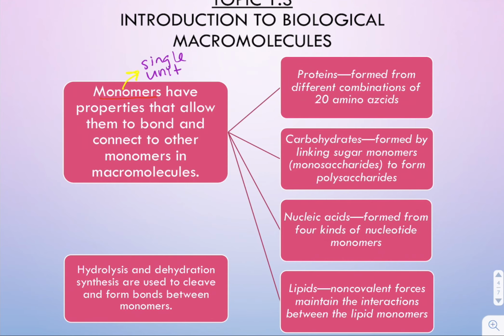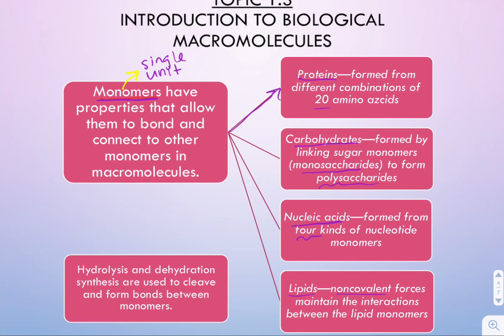So monomers have properties that allow them to bond and connect to other monomers in macromolecules, right? And we have the macromolecules right here. Proteins are formed from different combinations of 20 amino acids. Carbs are formed by linking sugar monomers, or monosaccharides, to form polysaccharides. Nucleic acids are formed from 4 kinds of nucleotide monomers. And then lipids, where non-covalent forces maintain the interactions between lipid monomers, and lipids are a really broad category of different types of molecules, and we'll get into that.